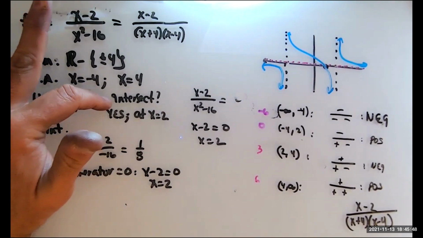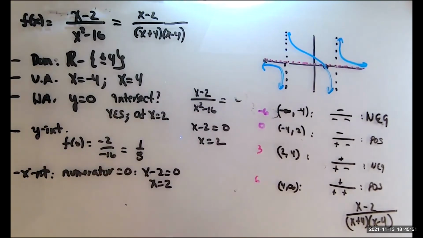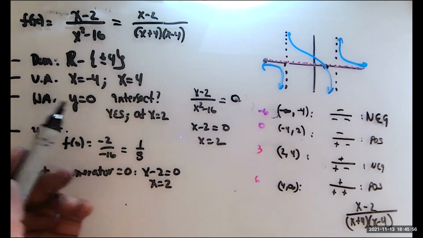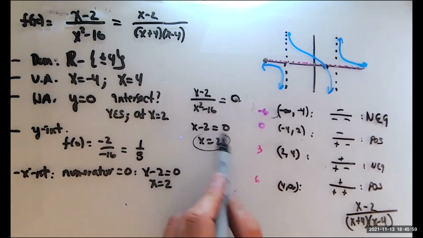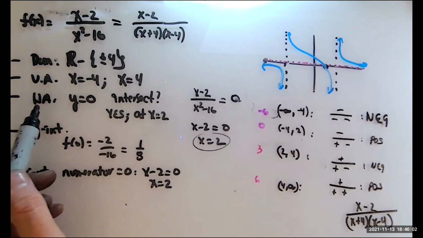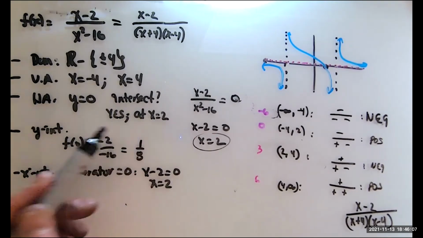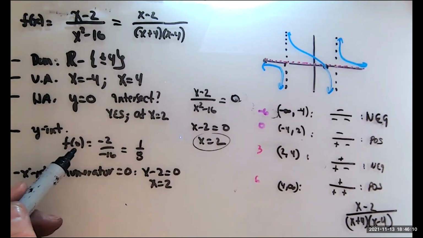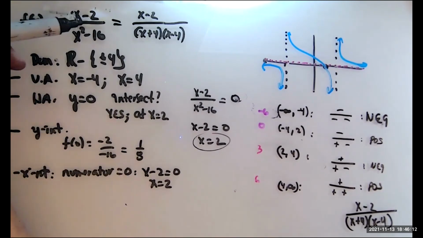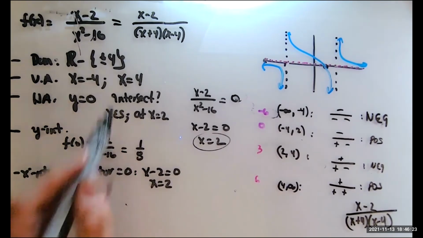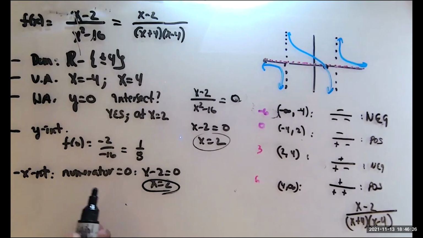Do I intersect it? We just simply set the function equal to the horizontal asymptote, which is 0. So x minus 2 equals 0, x equals 2. So yes, we will intersect the horizontal asymptote at x equals 2. How do I find the y-intercept? We force x to be 0: 0 minus 2 is negative 2, 0 minus 16 is negative 16, that's positive 1/8. How do I find the x-intercept? We already knew it, but let's do it again. The numerator equals 0, x minus 2 equals 0, therefore x equals 2.